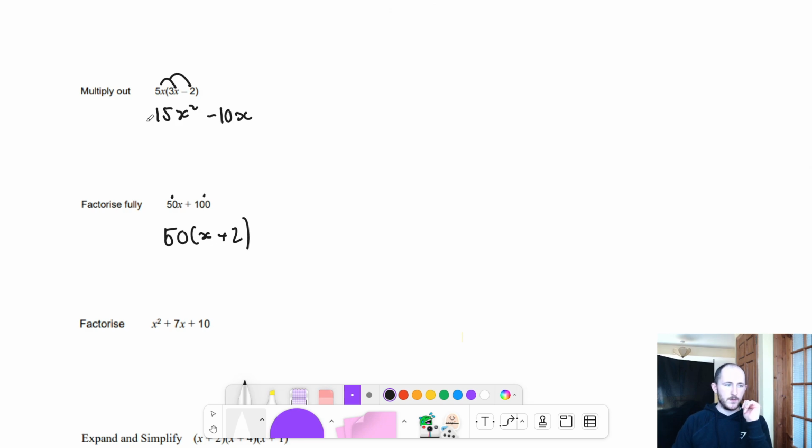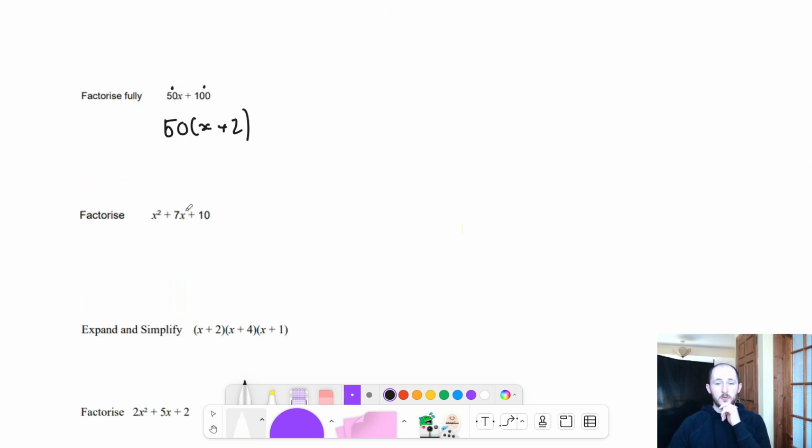That's 2. When you have a quadratic, it's a bit more spicy than this because it's not obvious what you can take out. Of course you can, but it's not very obvious. So what you do is you're looking for two numbers that multiply to the end number, the 10, and add to give 7. So that would be 5 and 2, and you shove those straight into brackets. So x plus 5, x plus 2.